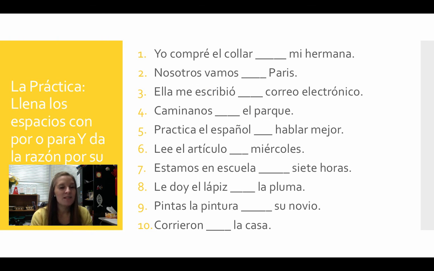Ok, ahora tenemos la práctica. Entonces, llena los espacios con por o para. Y también, por favor, da la razón por su elección. Ok, so si quieres usar para, pone para es porque you're going towards. Bueno, the T. O por es porque, bueno, in exchange. Okay, so you can just write like what the letter stands for. You can just write the letter, como quieras, pero por favor, los dos. Llena los espacios y da la razón. Bueno, buena suerte.